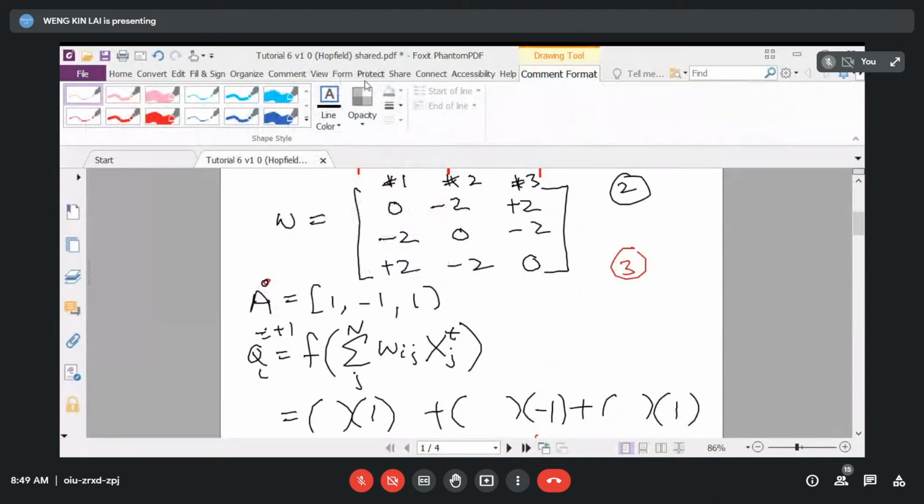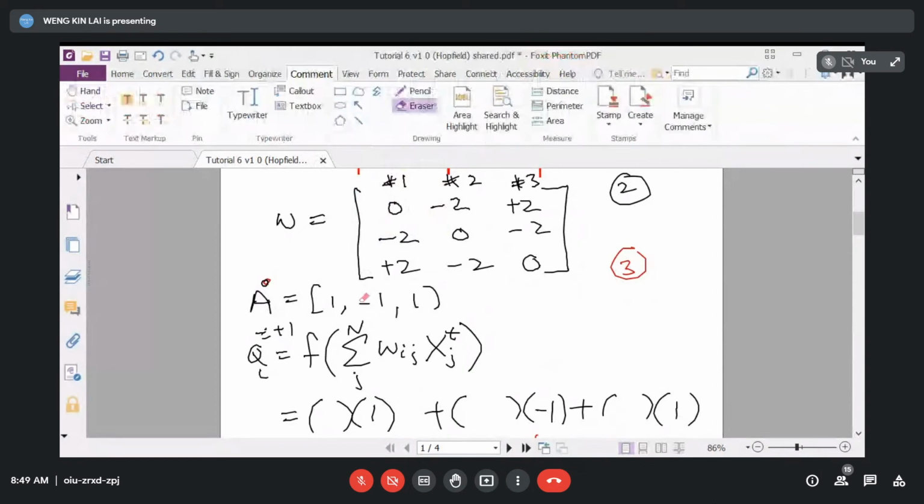Okay, so now I have this. I think this is correct. Only this one is different, right? This is pattern C.